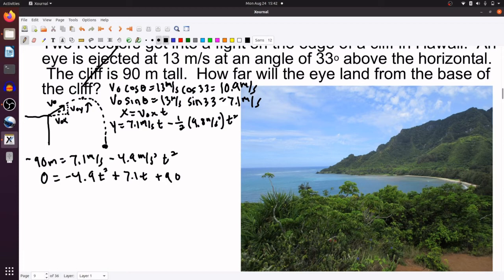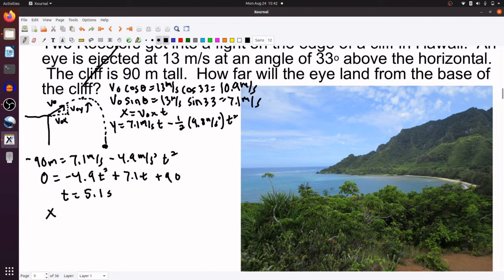So you get two roots. You get a negative and a positive. Obviously, we take our positive root. And so that gives me a time of 5.1 seconds, to round it. So that's the complete air time. So that'll give me the time it takes to get from here to here.